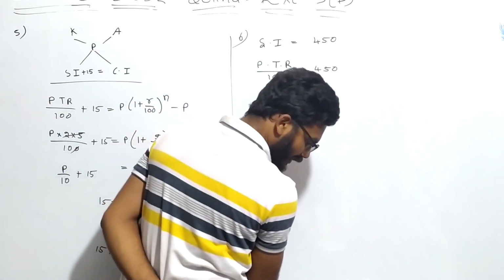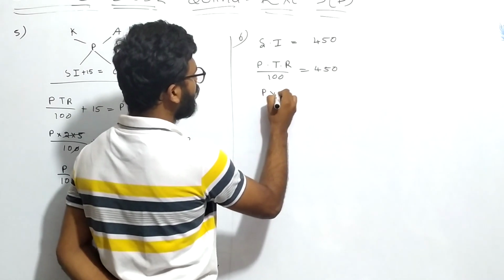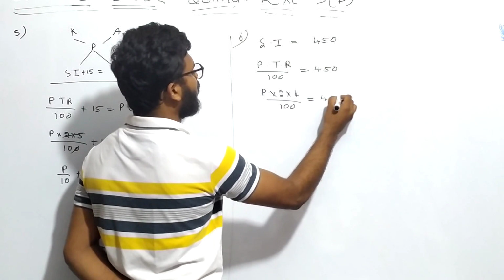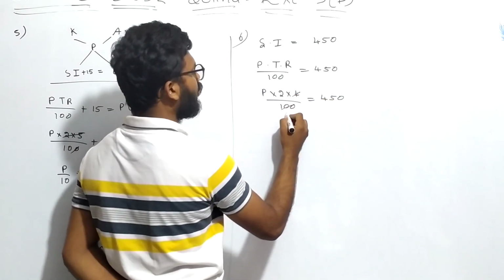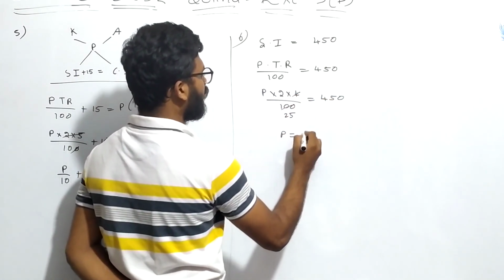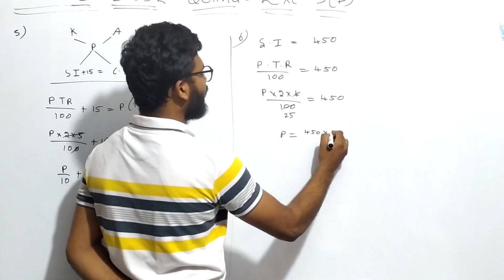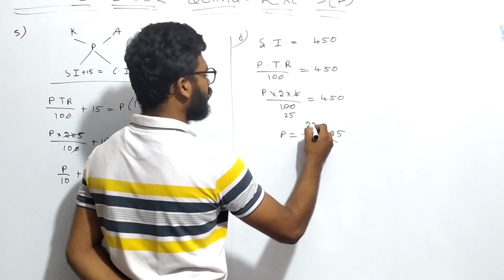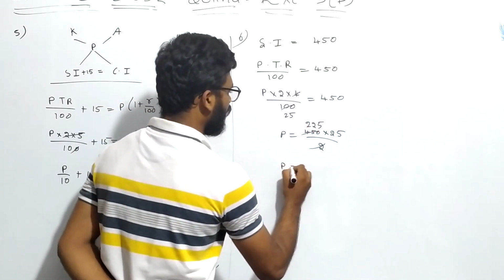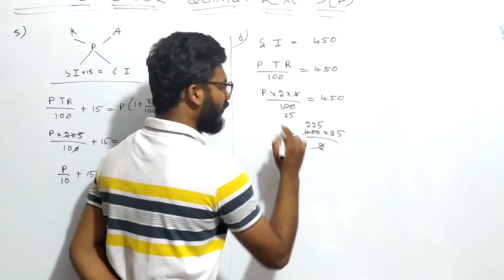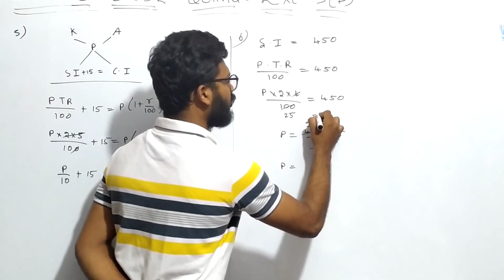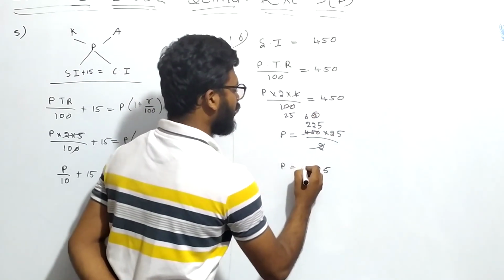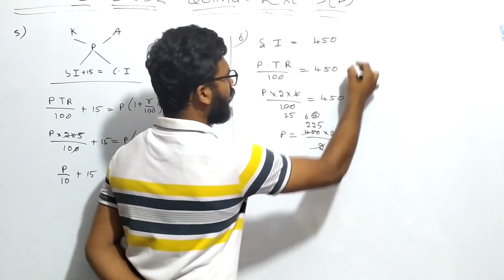So what is time and rate of interest? So P into 2 into 4 by 100 is equal to 450, right? So 4 1 ja 4, 25 ja, so P is equal to 450 into 25 by 2. So 2 2 ja, P is equal to 225 into 25. 25 5 is 125, 25 2 is 50 plus 12 is 62, so 5625 is the principal.